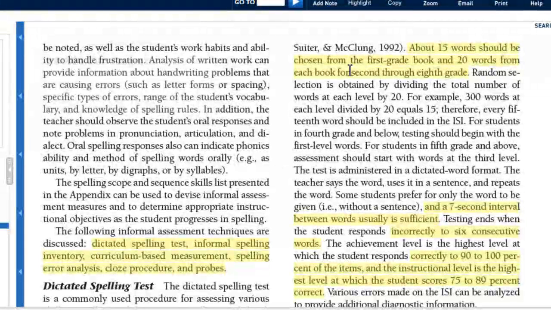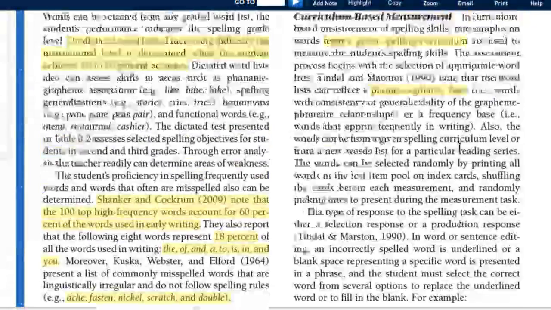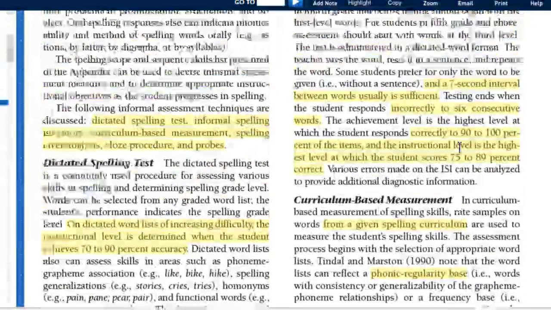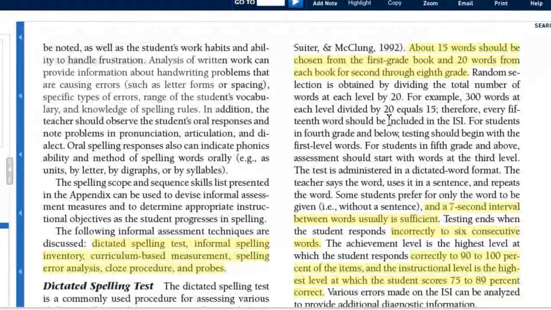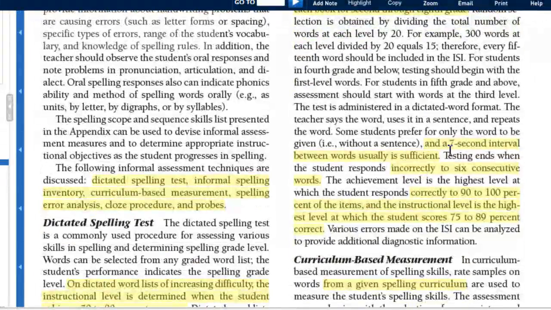About 15 words should be chosen from the first grade book and 20 words from each book, 2nd through 8th grade. Okay, got it? You're just selecting words. It's called informal spelling inventory. You're using words out of your spelling program, and you randomly select those words. And then you give them to them at about 7-second intervals.